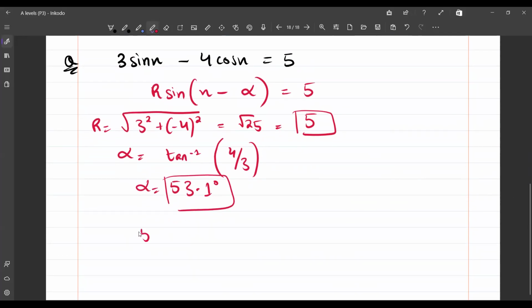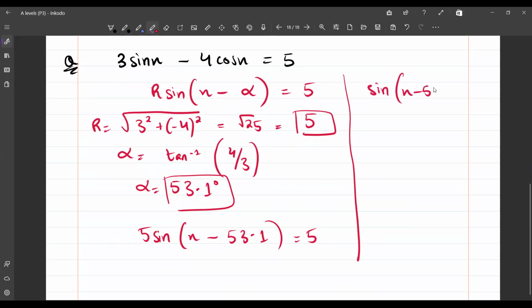So we are just going to write it as 5 sin(x minus 53.1), which is 5. Sin(x minus 53.1) is 5 upon 5, which is 1. So we have sin(x minus 53.1), which now can be solved. All right. So we need to find the basic angle. And since sine is equal to 1, now we'll do all the ordinary steps, right? Sine is 1. We need to draw a graph here.